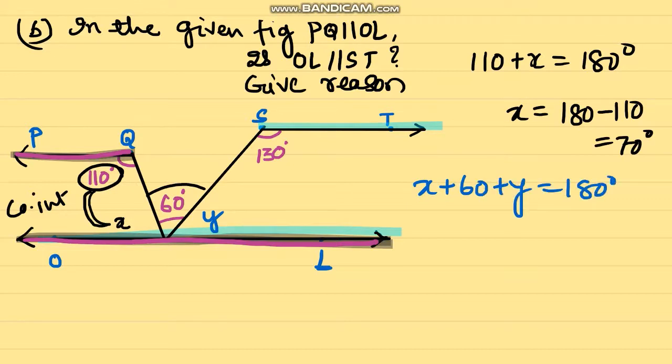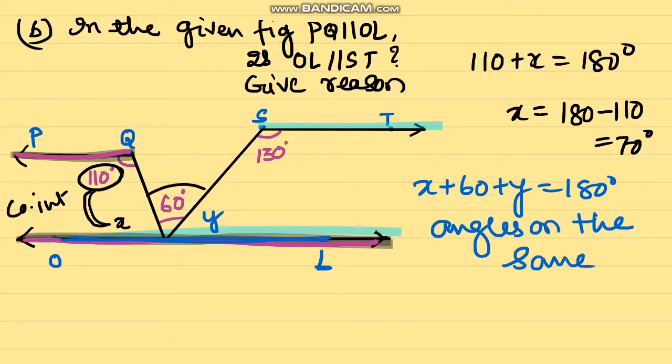Why? Here it is on the same line. See, these angles are on the same line. So linear pair, again, linear pair you cannot say. You can say that the angles are on the same line, as well as the angles are found from one point.